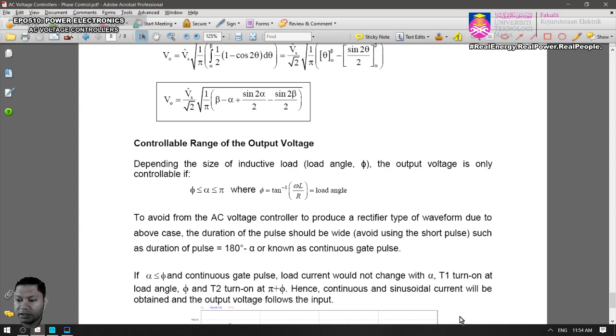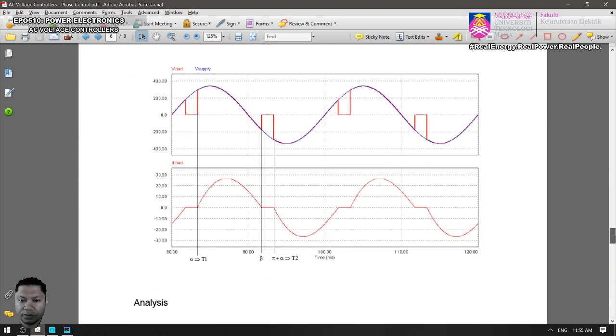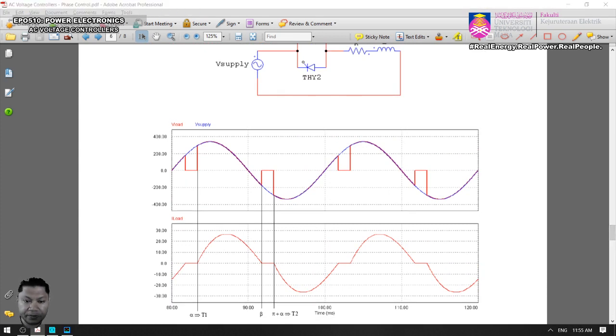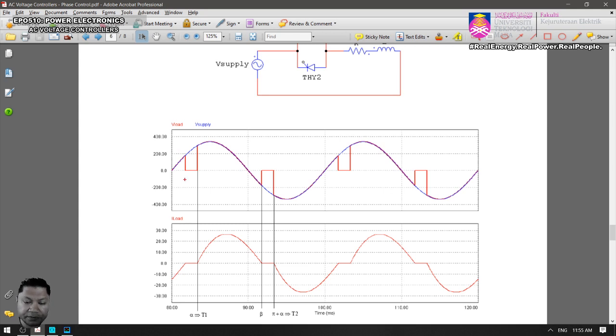So let's look at the waveform again. Okay, so this is fixed, right? Alpha, this is actually the load angle. And this is your beta. This is your beta, and that is your alpha. So you can trigger alpha up to pi, so this is the maximum alpha. Therefore, you can control the wave shape of the output voltage only between the load angle and pi.